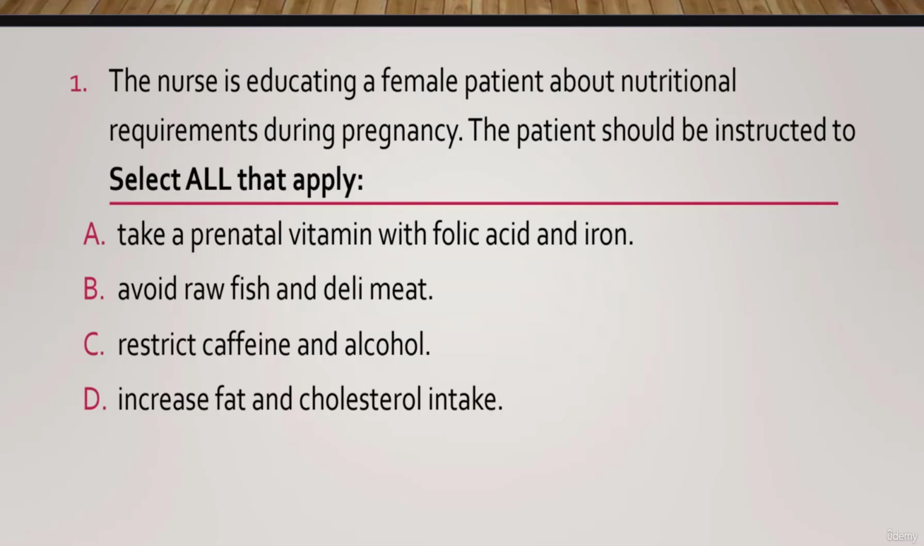So here is a question. If you're a nurse, for example, educating a female patient about nutritional requirements during pregnancy, the patient should be instructed to select what? Take a prenatal vitamin with folic acid and iron. This is true. Avoid raw fish and deli meat. This is true. Restrict caffeine and alcohol. This is true. And increase fat and cholesterol intake. This is true. Now, what type of fat? This is very important: not saturated fat, but unsaturated fat that comes mostly from vegetables.